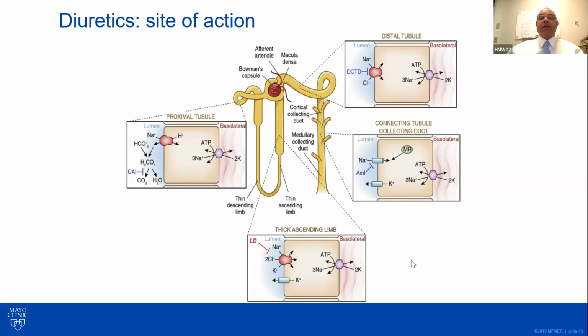In the thick ascending limb, loop diuretic is the main one, and it works by blocking the sodium potassium 2 chloride channel, which is responsible for 25% of the sodium absorption. In the distal tubule, the sodium chloride channel is blocked by thiazide diuretics, and again, this is responsible for 5% of the sodium. And the last fine tuning is with the ENaC channel, epithelial sodium channel.